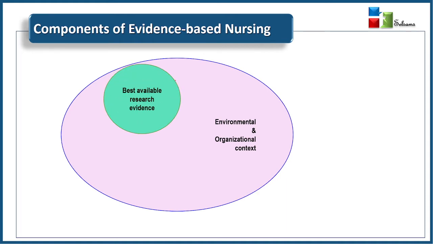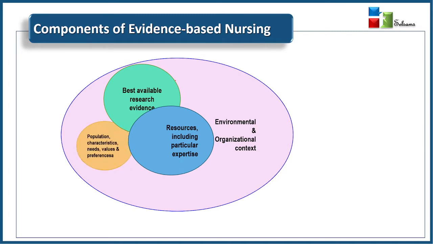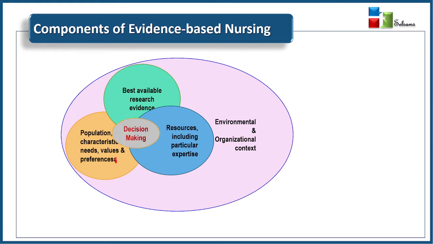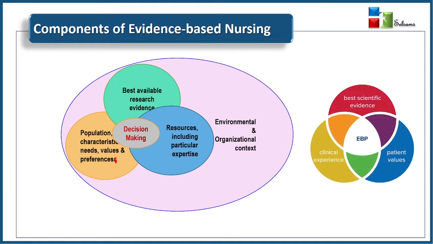You need the best available research evidence, meaning scientific proof, and you need resources including expertise, meaning clinical experience, the person who is expert in that topic. And the population characteristics, needs, values, and preferences: you need to consider all those things, and finally you need to make a decision. So in the simplest form, we could say number one is the best scientific evidence, number two is the clinical experience of the particular staff who is going to work on the topic, and the third is the patient values.